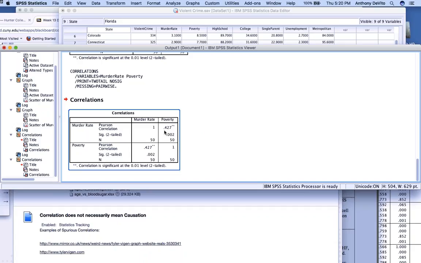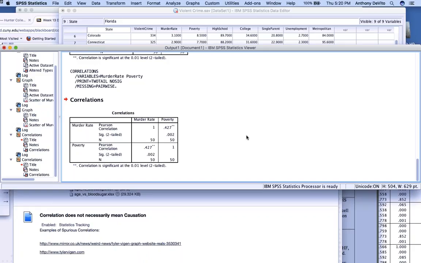What do you think a positive number means on the Pearson's correlation, that R value? It means it slopes up. As unemployment increases, the murder rate increases. It's not that strong, not quite as strong as the other one was, but it's still okay, and it's significant. See the significance there, 0.002, right? It's statistically significant.